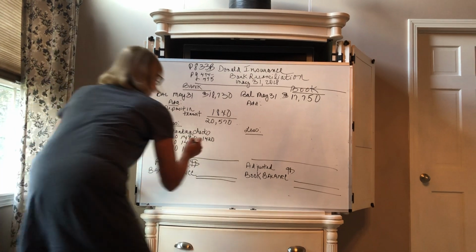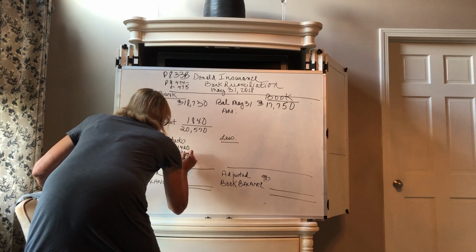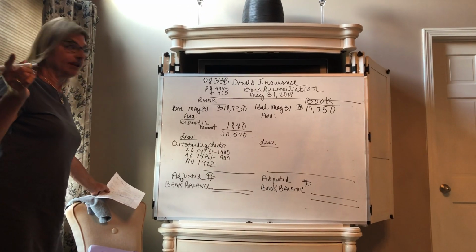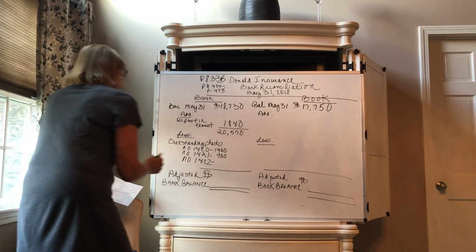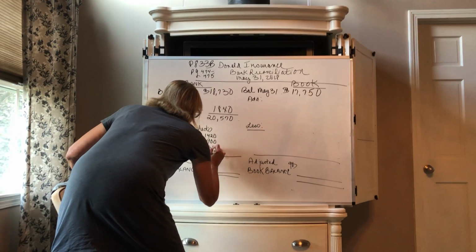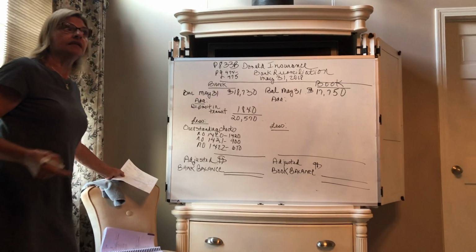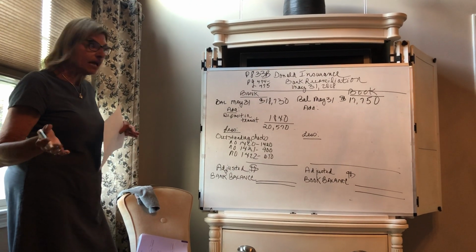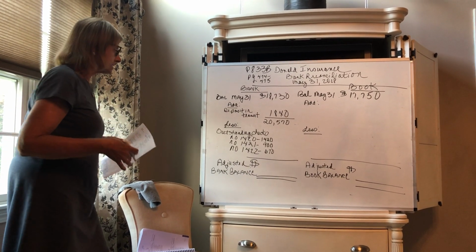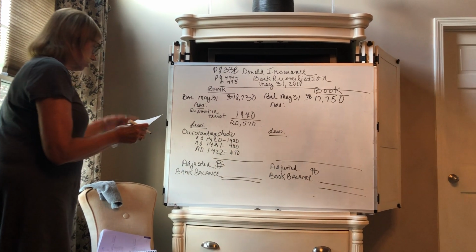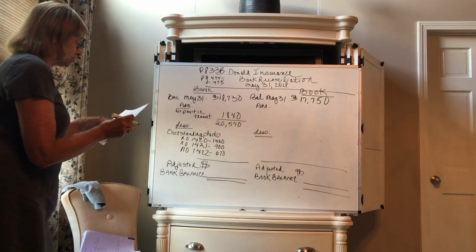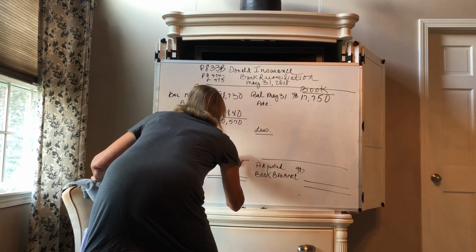1421 is for 900. Couldn't they just pick a different number and make it easier on everyone? 1422 is for 670. So those are the 3 that haven't cleared the bank. So we have to minus those out in order to get a true balance. So add those 3 checks up, the total's $2,990.